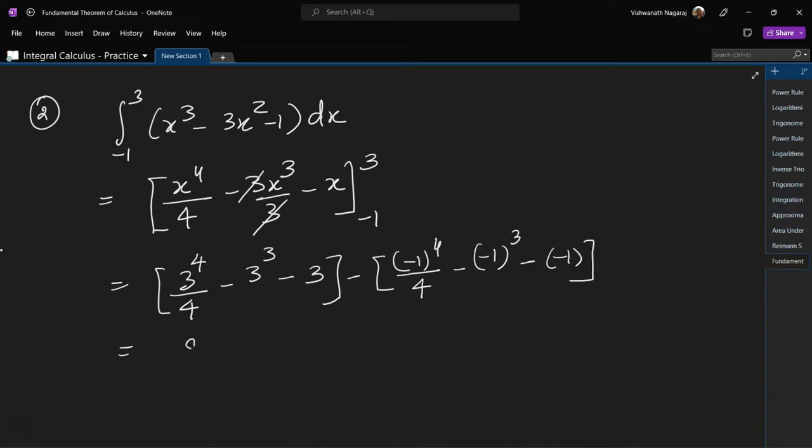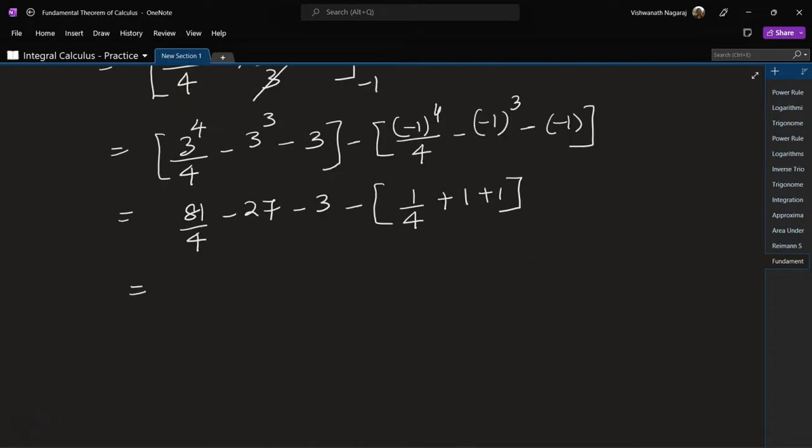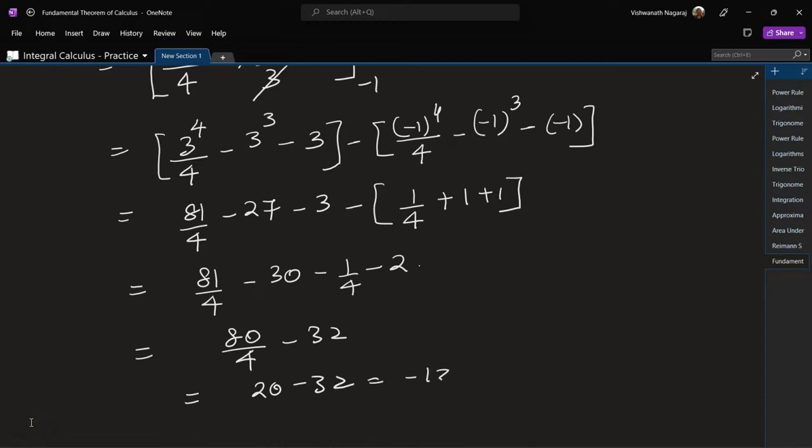This gives us 81 by 4 minus 27 minus 3, minus. Now just to avoid any confusion, let's keep the bracket. This becomes 1 by 4. This becomes plus 1. This becomes plus 1. So we have 81 by 4 minus 30 minus 1 by 4 minus 2, which gives us 81 minus 1, 80 by 4, minus 32, which gives us 20 minus 32, which is minus 12.